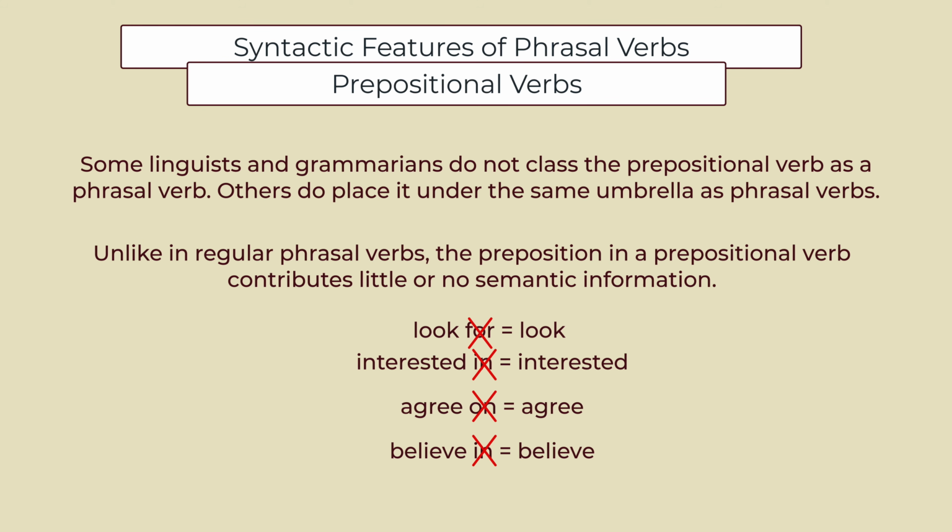The meaning of a prepositional verb is usually the same as the main verb. So, for example, look for, the meaning is look. Interested in, the meaning is interested. Agree on, the meaning is agree. Believe in, the meaning is believe.